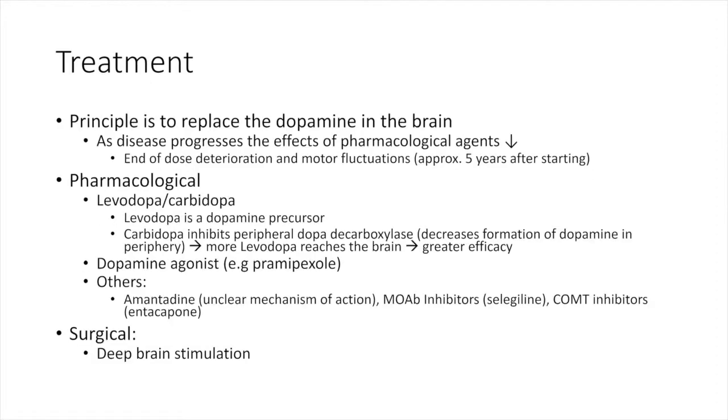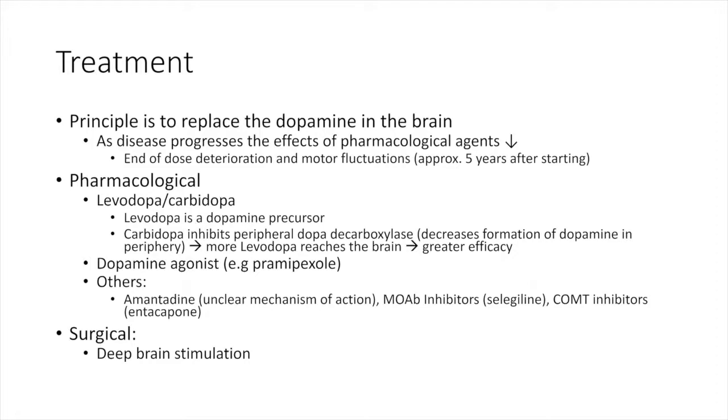Finally, how do we treat these patients? Well, as you can imagine, this disease results from a lack of dopaminergic input. And so the principal treatment approach is to replace the lost dopamine within the brain. Having said that, as the disease progresses, the effects of pharmacological agents, which are supposed to replace this dopamine, decrease with time. And so patients might experience a return of stiffness and movement problems sooner than the expected dosing interval. There are also motor fluctuations in their symptoms as well.